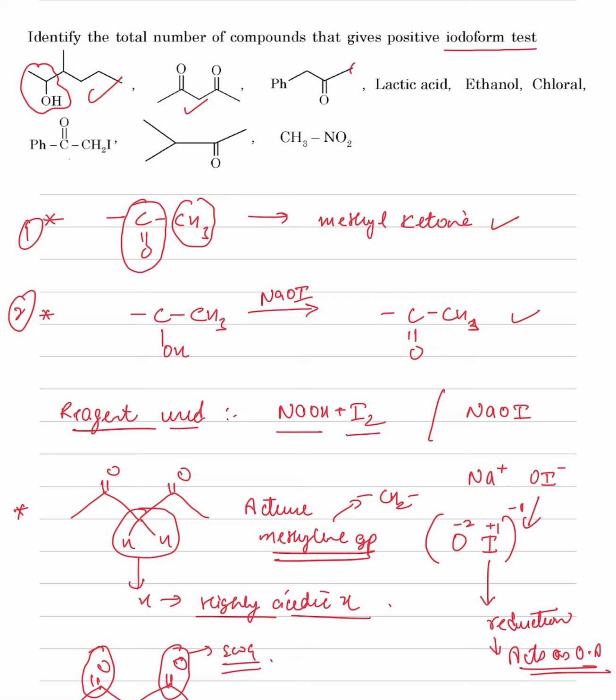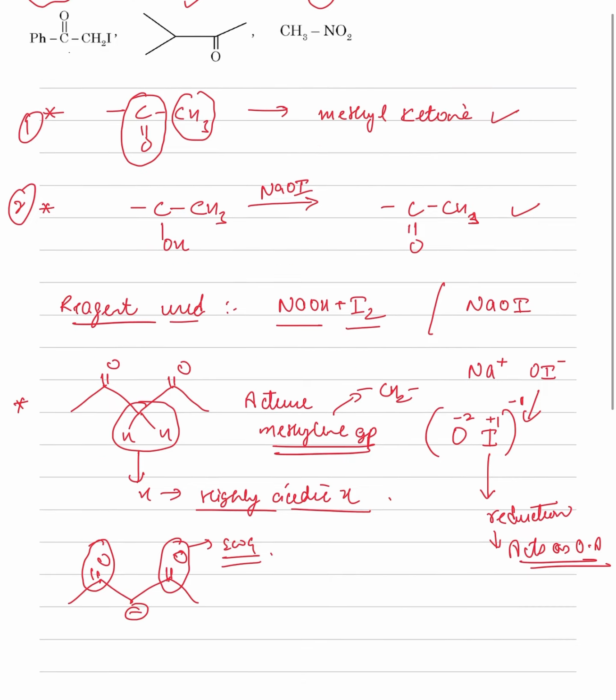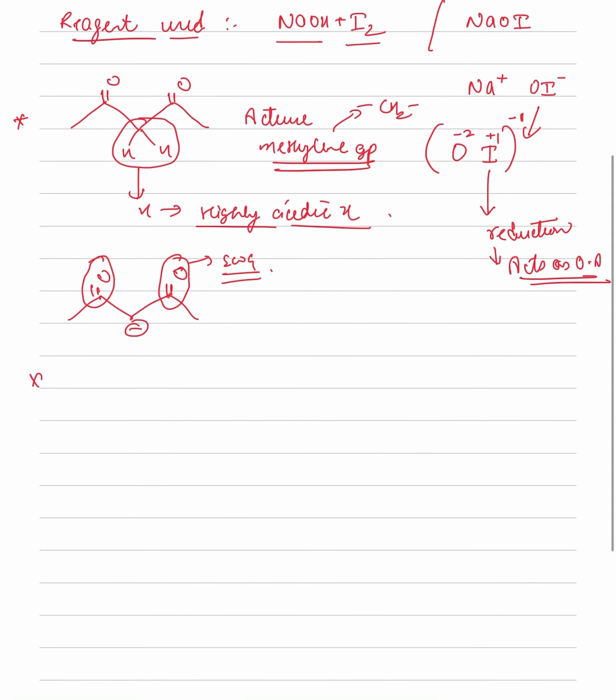The third one also, if you see here, we have the CH3 group, right, a methyl group, and this is the methyl ketone form. It also shows the positive iodoform test. The next one is lactic acid. Basically, what is lactic acid? The lactic acid molecule is like this. This is our form of the lactic acid molecule. So what is it? It is an alpha hydroxy acid, right? This molecule is basically an alpha hydroxy carboxylic acid.